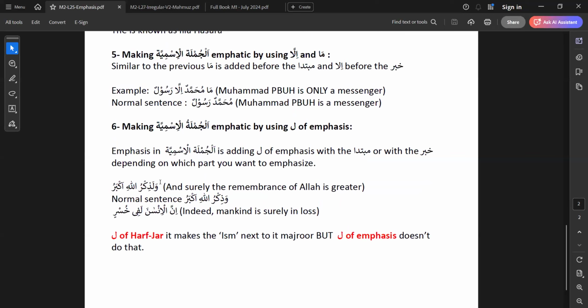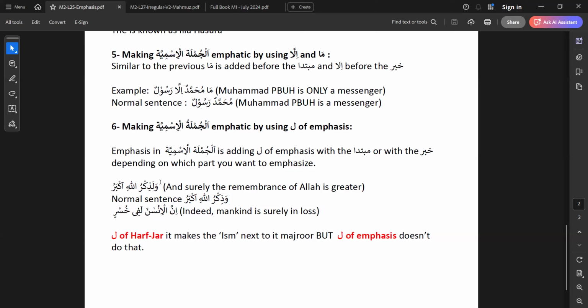So yeah, those are the 6 points showing how to make emphasis in Jumlatul Ismiya, and that's the important point you have to remember. This is all related to emphasis in Jumlatul Ismiya. What's this message? Can you explain that?